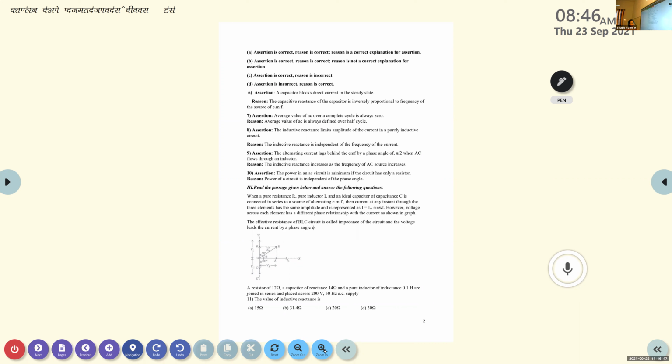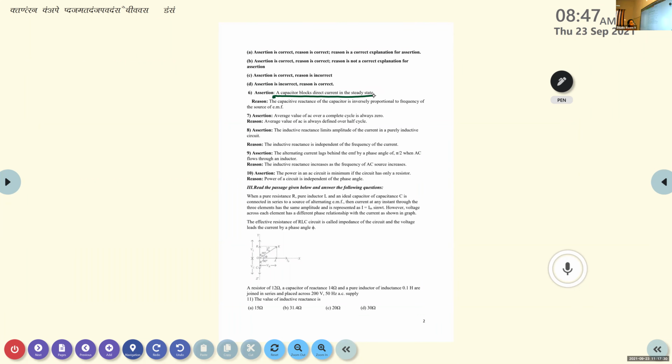Then just correlate that statement with this assertion. A capacitor blocks direct current in the steady state. Is it true or false, correct or incorrect? Steady state means the direct current state, when it is connected to a DC voltage source. Then the assertion is true because it provides a barrier for a DC circuit and an easy path for an AC circuit. So here the assertion is true: a capacitor blocks the direct current in the steady state.